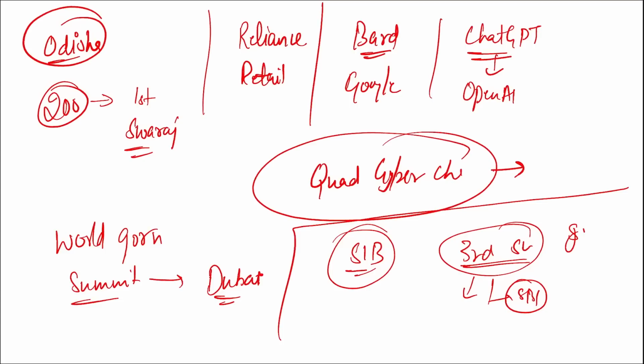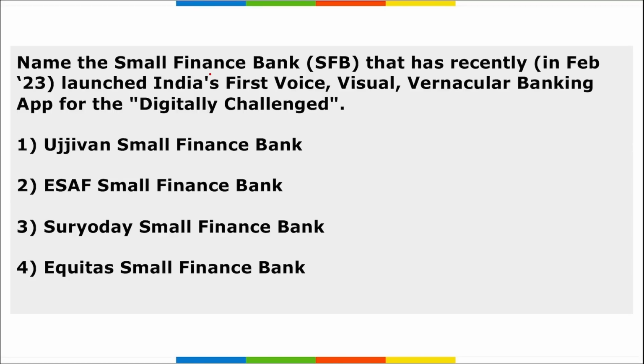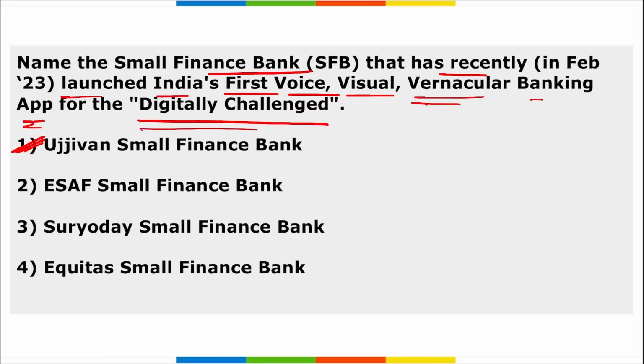low rate of interest. Next, name the small finance bank that has recently launched India's first voice visual vernacular banking app for the digitally challenged. The name of the company is Ujjivan Small Finance Bank. They have launched an application that is India's first voice visual vernacular banking application for digitally challenged people.